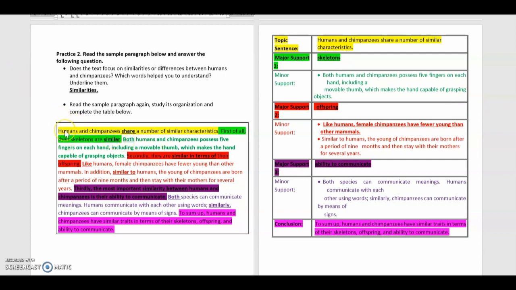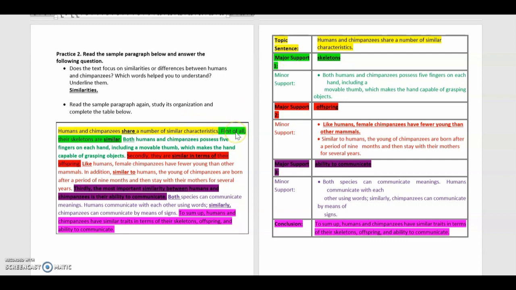The first sentence: humans and chimpanzees share a number of similar characteristics. Our topic sentence. So what's the topic? Humans and chimpanzees. What's the controlling idea? Sharing. It's about similarities, as we said before. And what is the basis of comparison? Similar characteristics, but we can't see them in the very beginning. So it's a closed topic sentence.